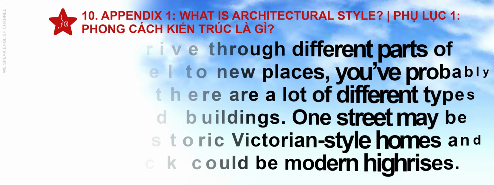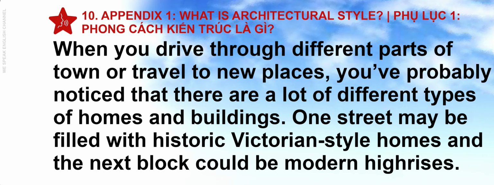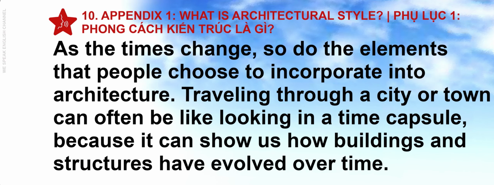Appendix 1. What is architectural style? When you drive through different parts of town or travel to new places, you've probably noticed that there are a lot of different types of homes and buildings. One street may be filled with historic Victorian-style homes, and the next block could be modern high-rises. As the times change, so do the elements that people choose to incorporate into architecture. Traveling through a city or town can often be like looking in a time capsule, because it can show us how buildings and structures have evolved over time.